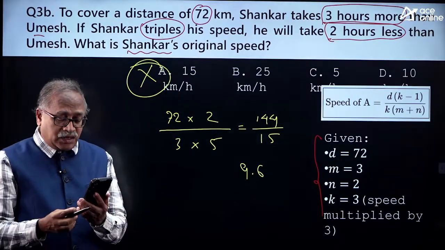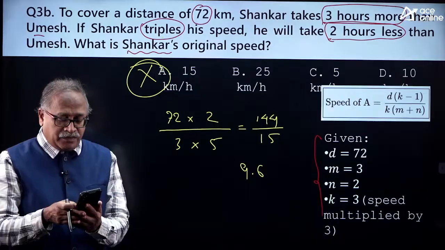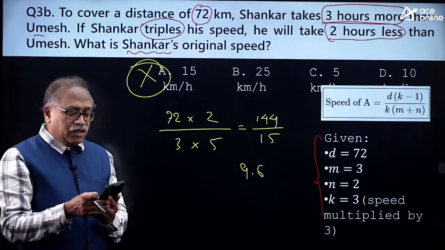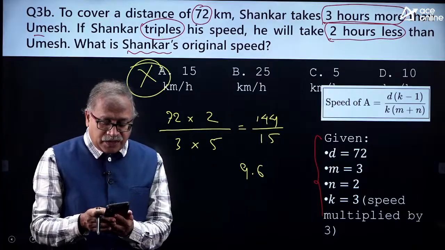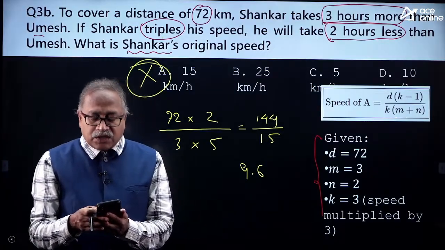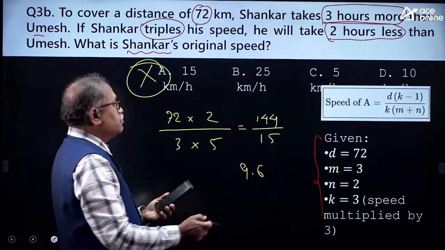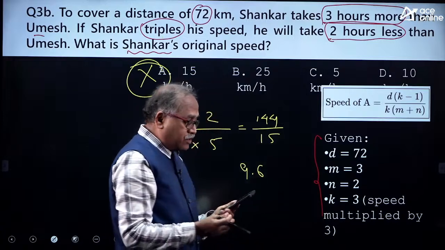Your answer is 9.6. Okay, Aman, is that okay? Or any of my friends? Is that okay, sir? How does this formula work for answering in a quicker way?